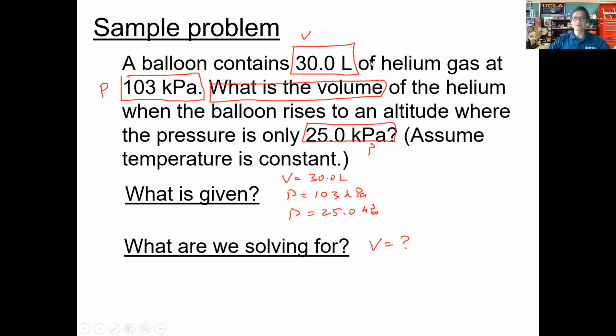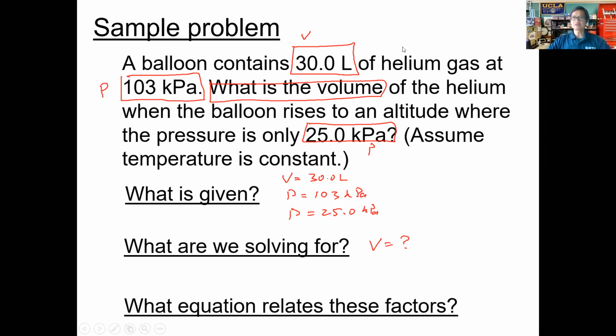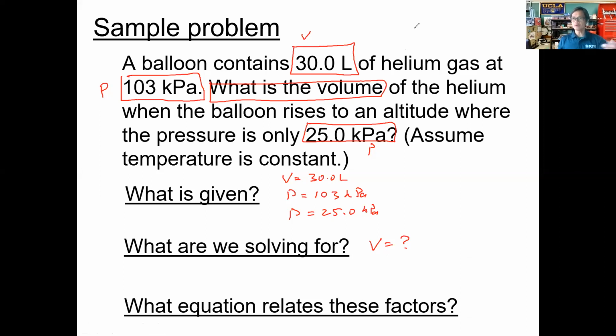With that said, the third question you should ask yourself as you solve these problems is, what equation relates these factors together? So far, we only have two equations. Boyle's law has pressure and volume in it. Gay-Lussac's law is pressure and temperature. So the equation that we're going to use is the Boyle's law equation, which is P1V1 equals P2V2. This is the formula that we're going to use to solve for this volume.